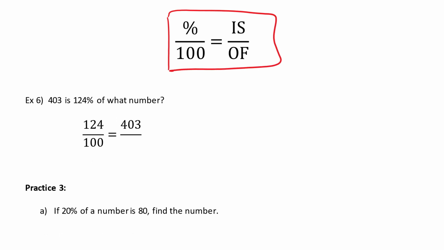Again, here is that equation. 403 is 124% of what number? So here we have 124%. That's given. Here's your 124 per 100. You can see 403 is, we're talking about the top number here, of what number? We're talking about the bottom number here. So here, I don't know the denominator in the second fraction. So that's how we set that up. Cross multiply.